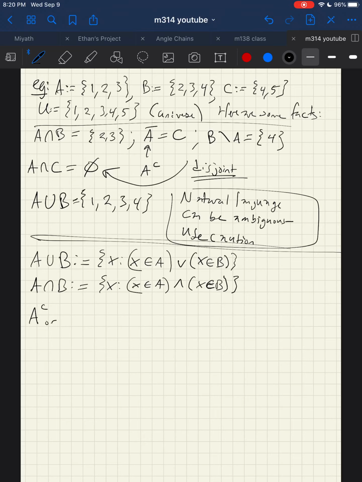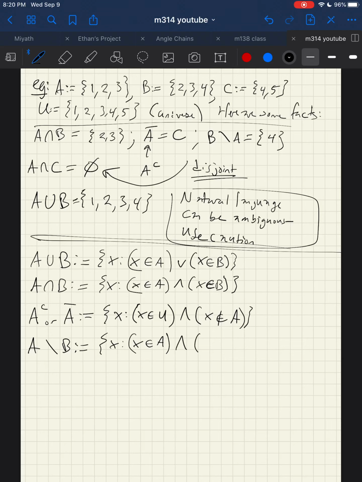A complement, so I'm going to write A to the C or A bar. Those are the two most common, I think. I think the book uses A bar. It is the set of X such that X is in the universe, which again has been defined explicitly or implicitly, and X is not in A. And we can do A set minus B is the set of X such that X is in A and X is not in B.